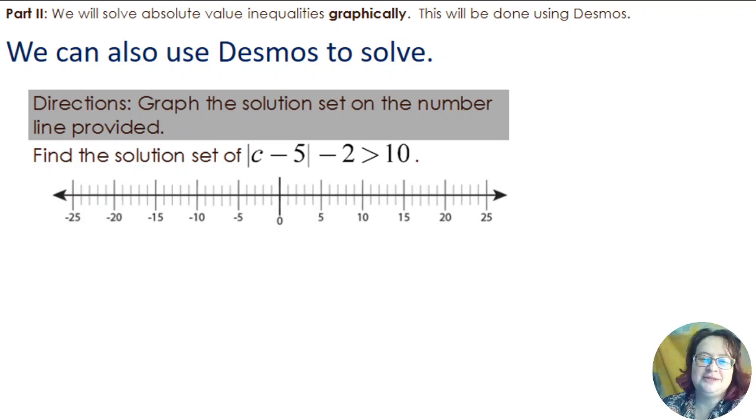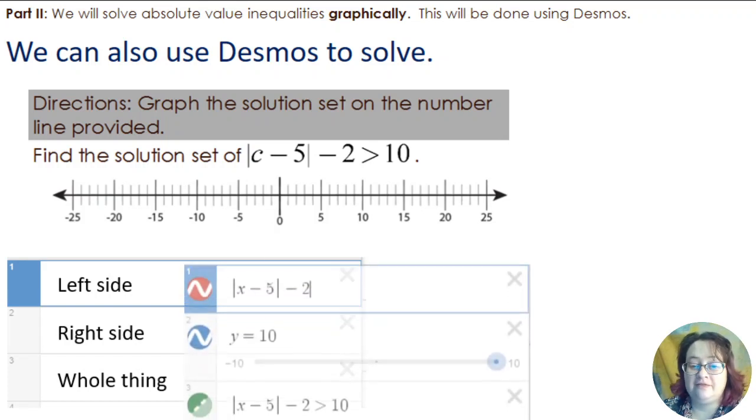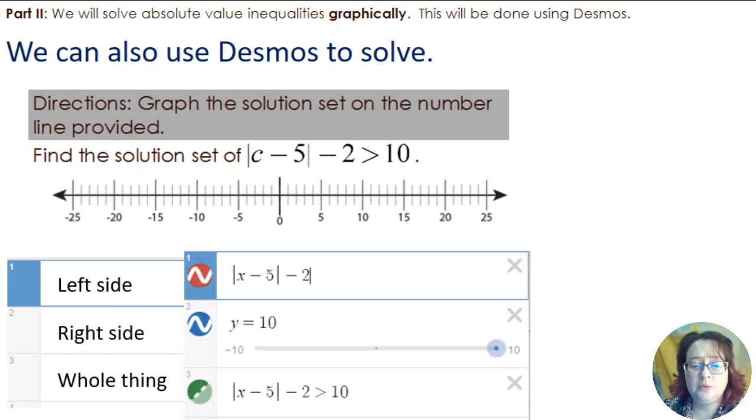We can use Desmos to help us solve absolute value inequalities. Similarly to our equations, we would put the left side in the first box, the right side in the second box. In the third box, though, we would put the whole thing. Now remember, we can't graph C in Desmos. Desmos doesn't understand that, so we have to use X instead. And on the right side, where we have just a number, we'd want to put Y equals in front of that. So it would look something like this.